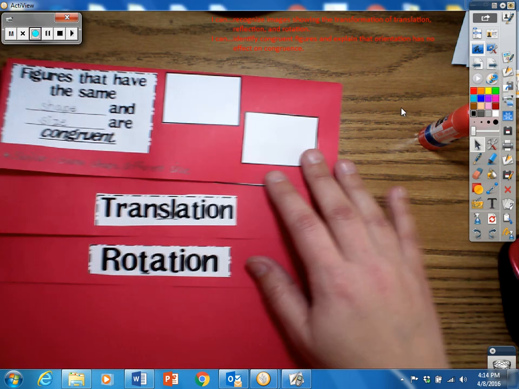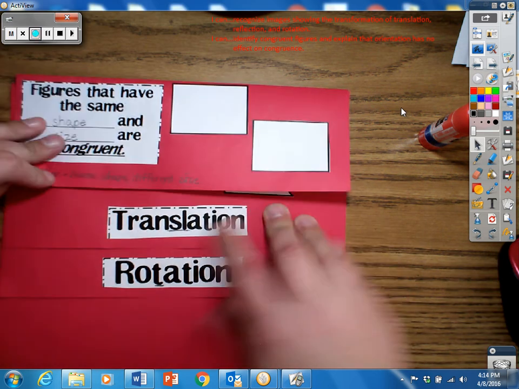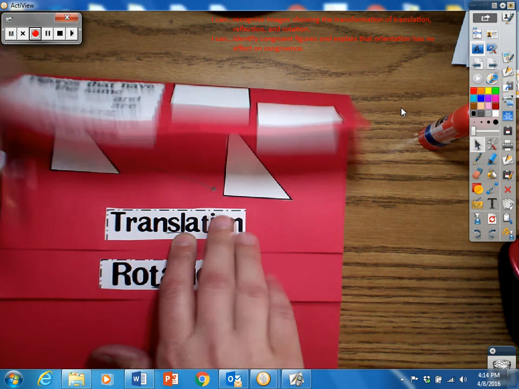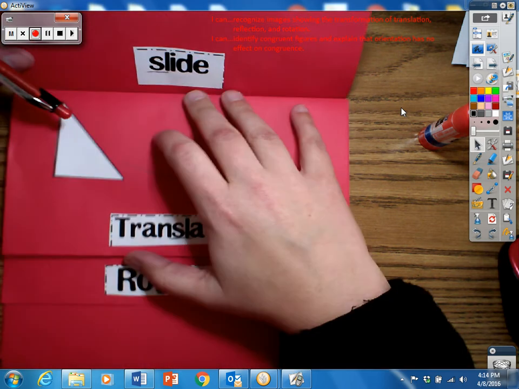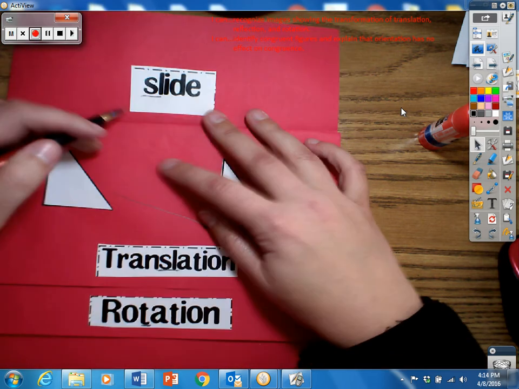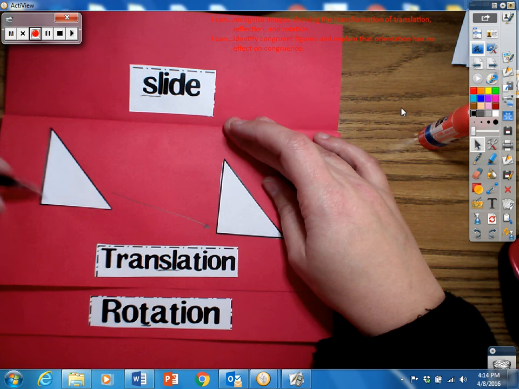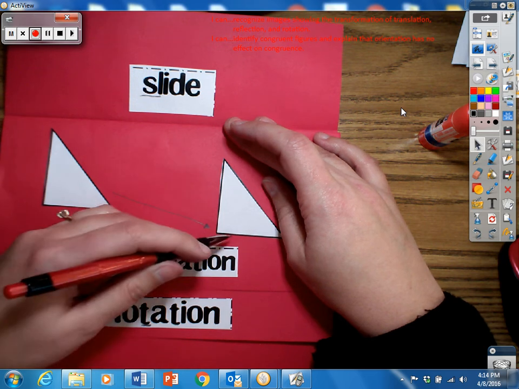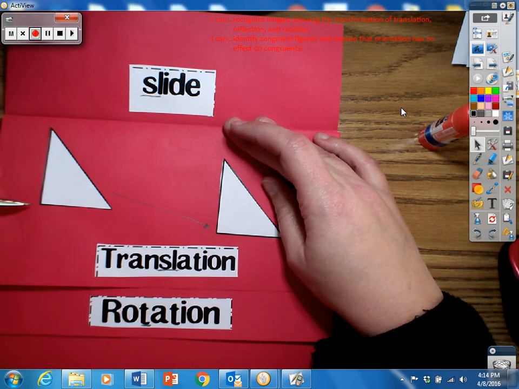Now that we have finished our translation, let's review. We have the word translation here, and we know that a translation is a slide when we take one figure and we slide it to another location on the plane. It is still congruent to the original figure because we did not change the size or the shape.